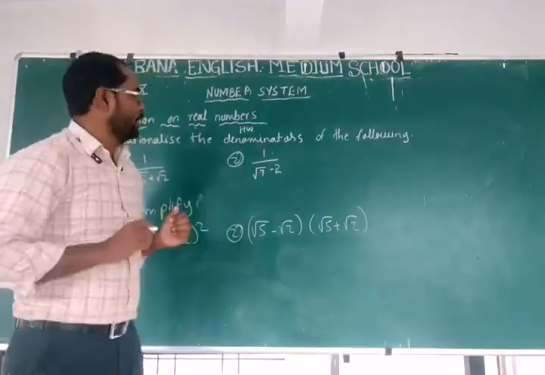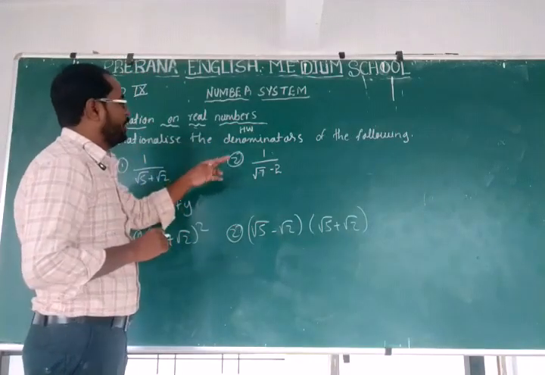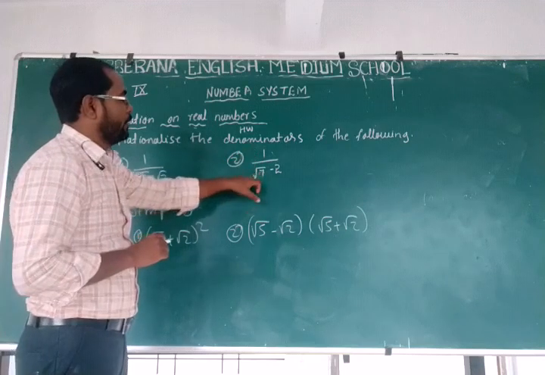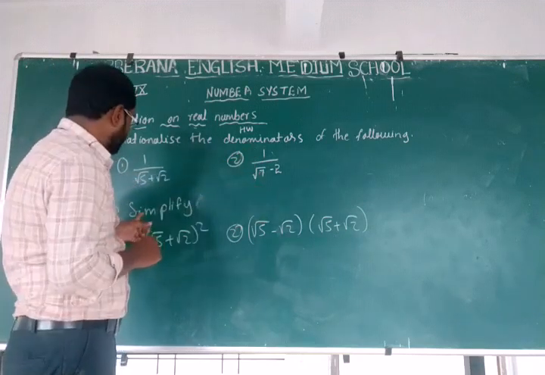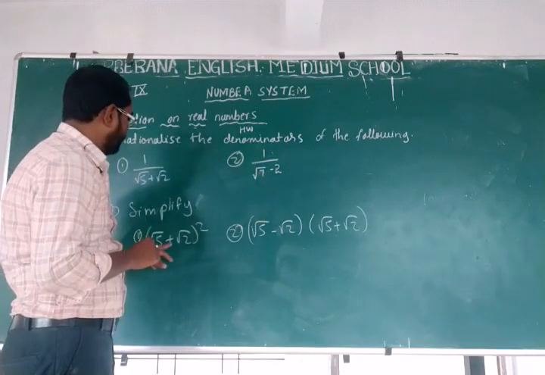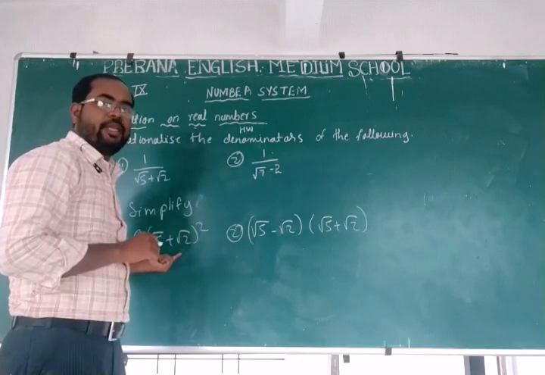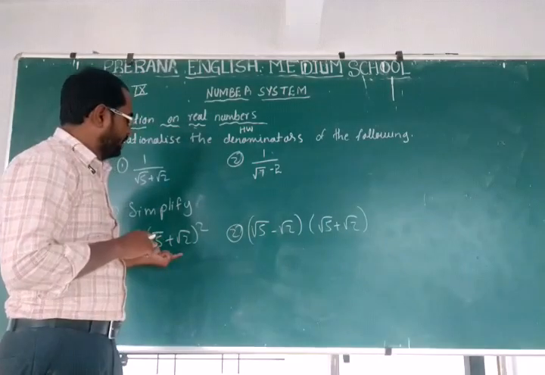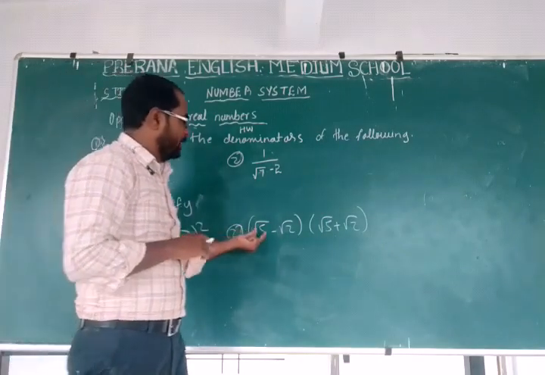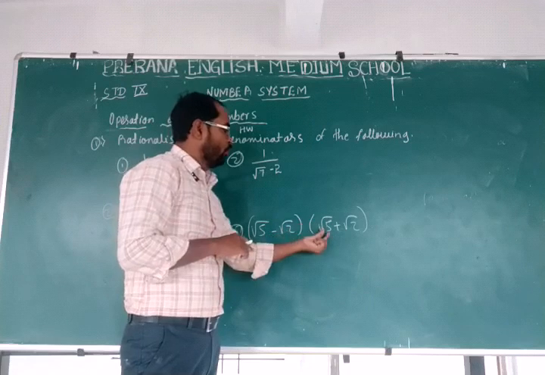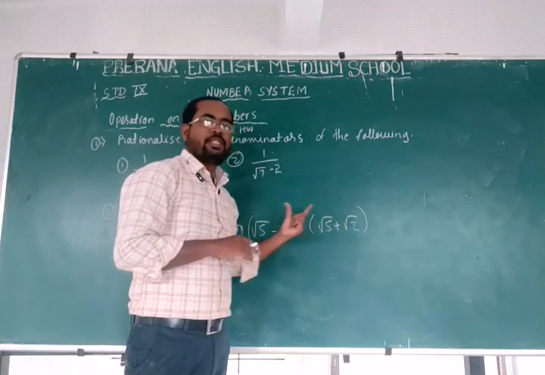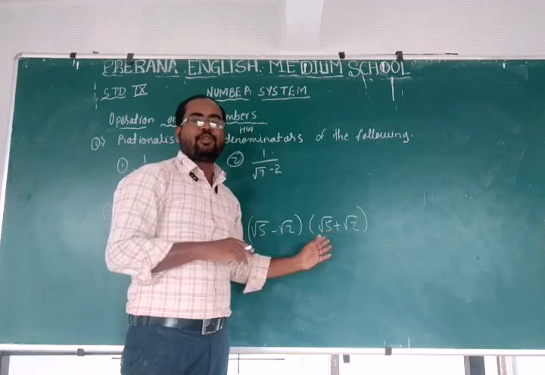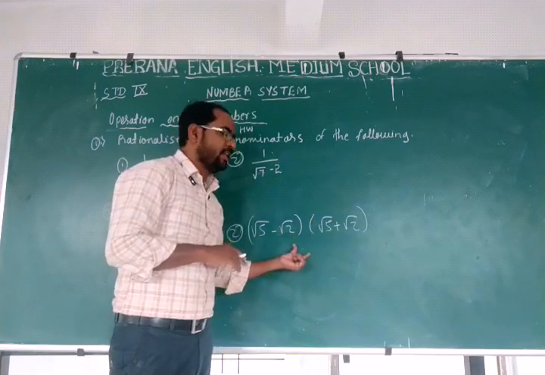Now, note the homework. Rationalize the denominator of the following: 1 by root 5 plus root 2, 1 by root 7 minus 2. And here it is given to simplify root 5 plus root 2 whole square, which is in the form a plus b whole square. So take the identity and solve it. And the second one is root 5 minus root 2 into root 5 plus root 2, which is a minus b into a plus b. You will get a square minus b square. Use that identity and solve this.